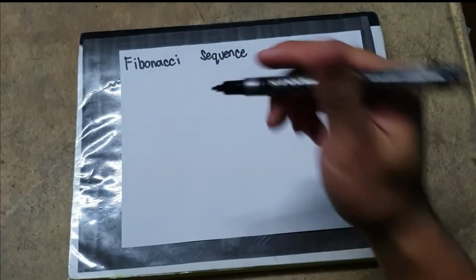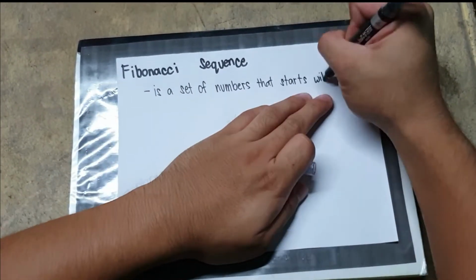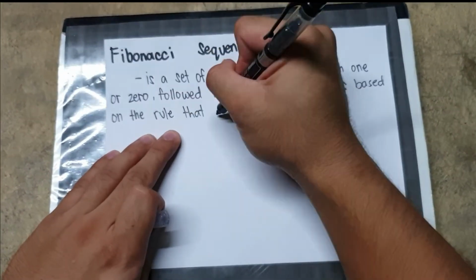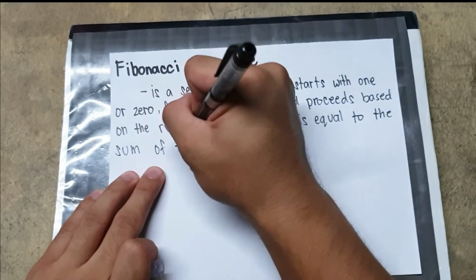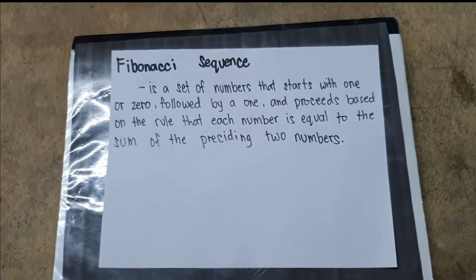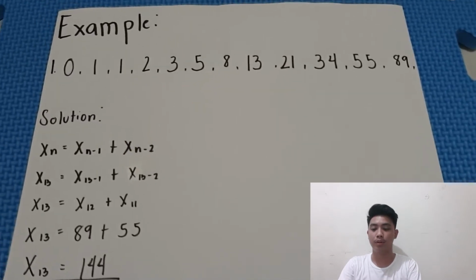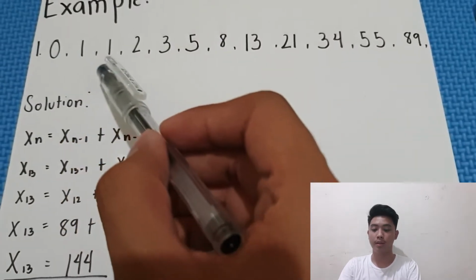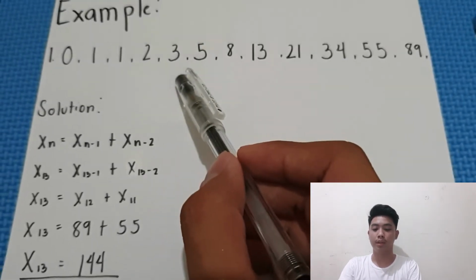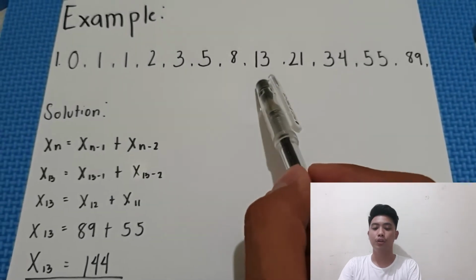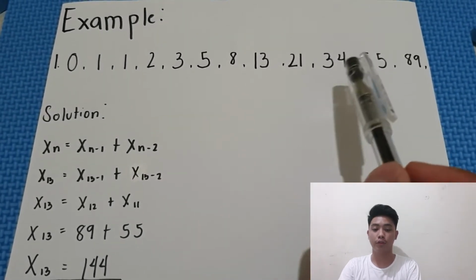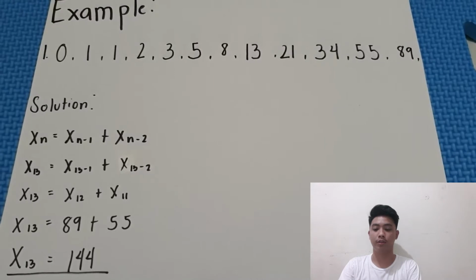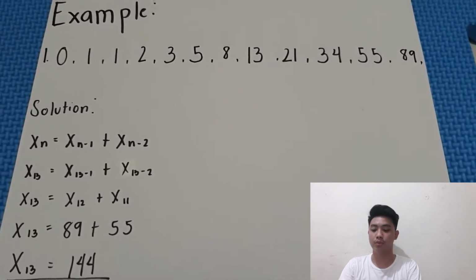Fibonacci sequence is a set of numbers that starts with 1 or 0, followed by a 1, and proceeds based on the rule that each number is equal to the sum of the preceding two numbers. So this is the example of Fibonacci sequence: 0, 1, 1, 2, 3, 5, 8, 13, 21, 34, 55, and 89. We have to find the 13th term. So this is the solution.